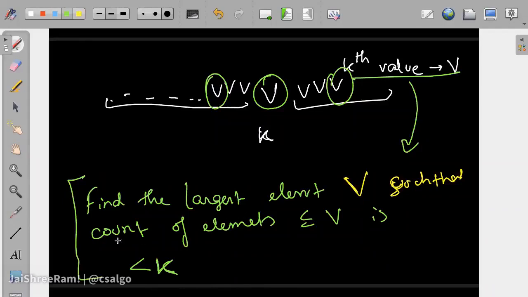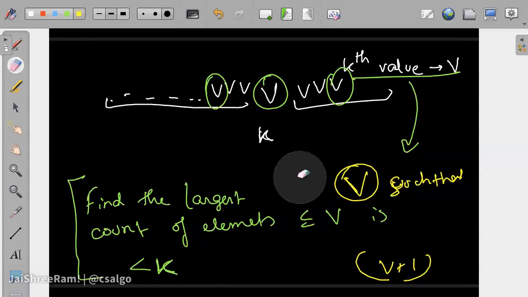Find the largest element V such that count of elements less than equal to V is strictly less than K. Okay. Now, if we can find this particular V, we know that the answer will be V plus 1. I mean to say it should not be largest element, it should be largest value. This V might not be present in the array also. Let's understand what I'm saying over here.